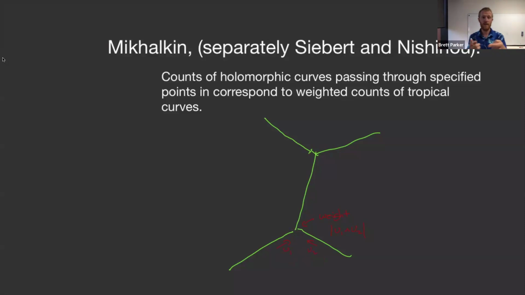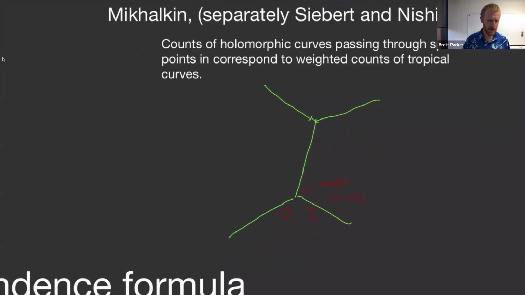Okay, so you take two incoming vectors, you take their wedge product, that's going to be something times a primitive vector, and that's going to be the weight. Okay. So this works in any dimension for genus zero curves, and in dimension 2, it also works for curves of all genus.